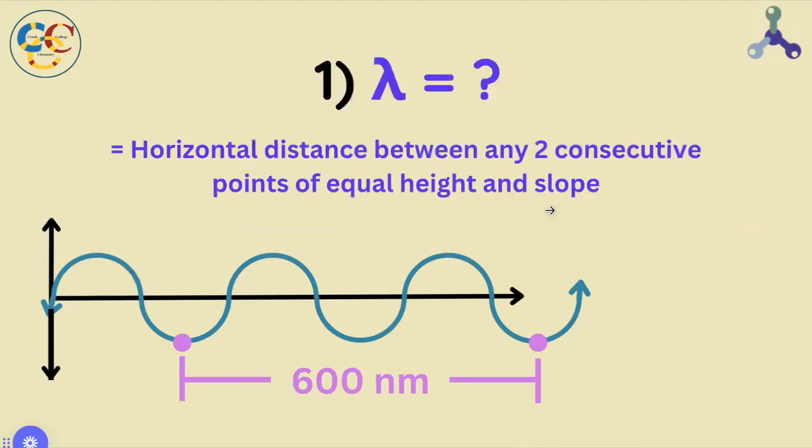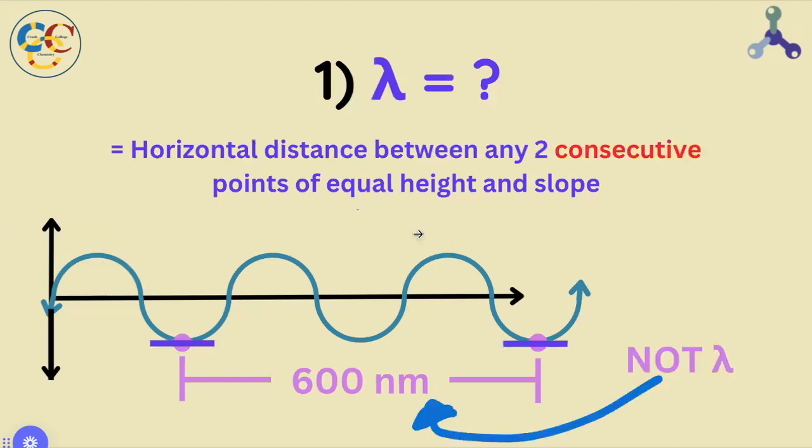First, let's figure out wavelength. This is the horizontal distance between 2 consecutive points of equal height and equal slope. It may be true that both purple points have the same height and slope. However, they're not consecutive in sharing these features. Hence, this is not a wavelength.